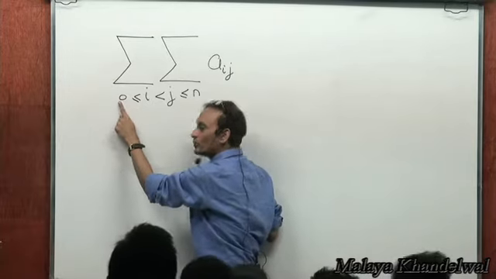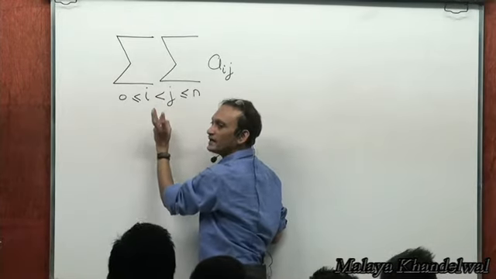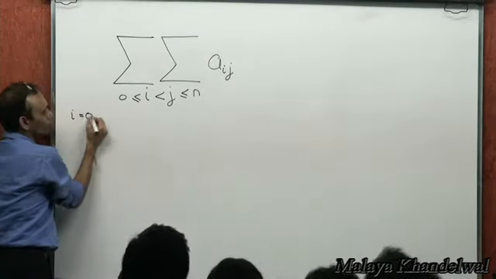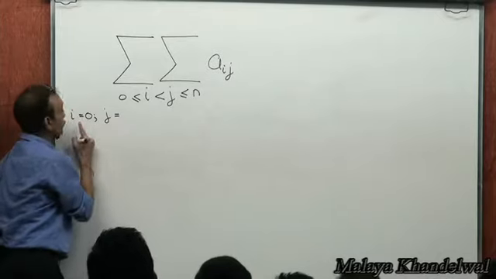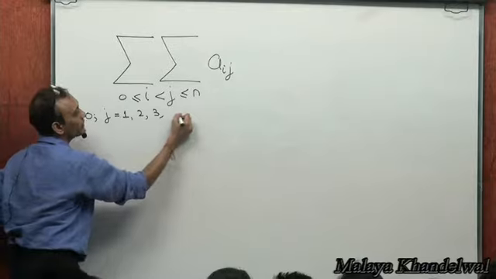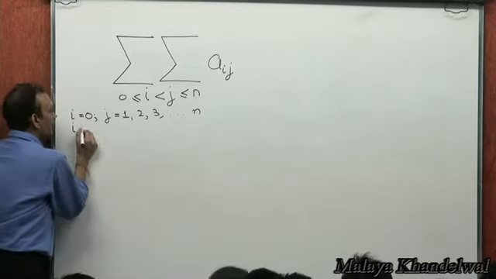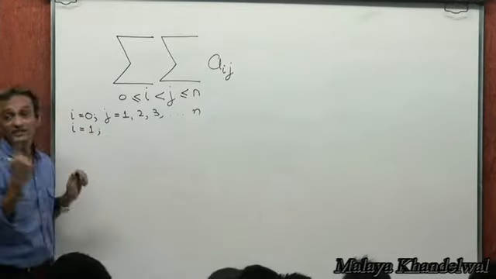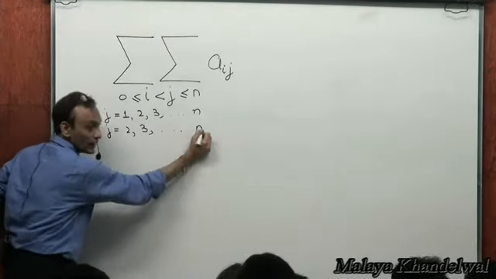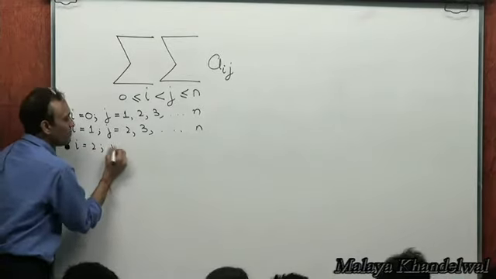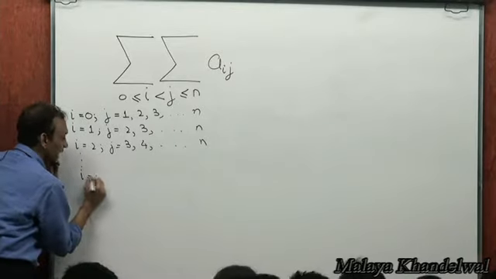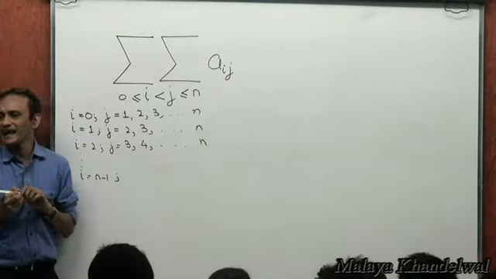So, if i is 0, j will take what all values? j will take values 1, 2, 3 and go all the way to n. Do you realize that? If i is 0, the values assumed by j, always greater than i, will start from 1 only. Then if i assumes a value 1, j will start from 2 onwards: 2, 3, all the way to n. If i is 2, j will start from 3, 4, all the way to n. Going this way, if i is n minus 1, what's the only value that j can take? n.